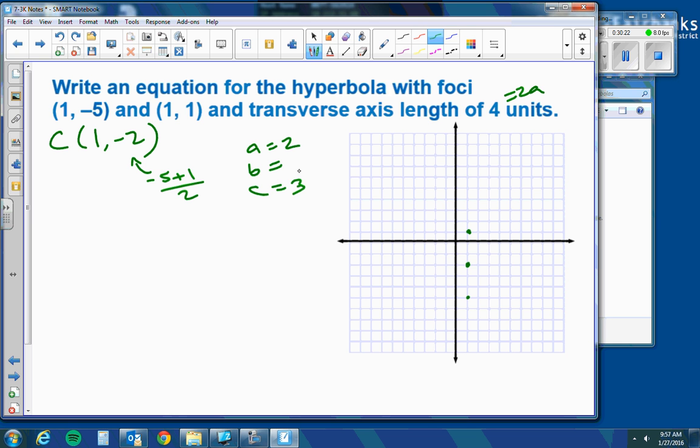By the way, is this a vertical or horizontal hyperbola? The foci they gave us were above and below the center, so this is vertical distance, so this is also vertical distance. Yes, it's vertical. All right, we still need b. So you end up subtracting like that. So 9 minus 4, square root of 5.